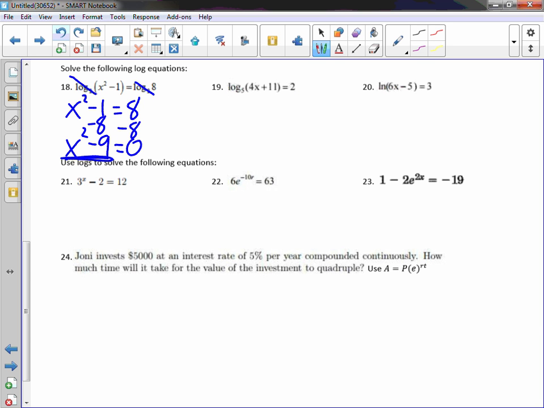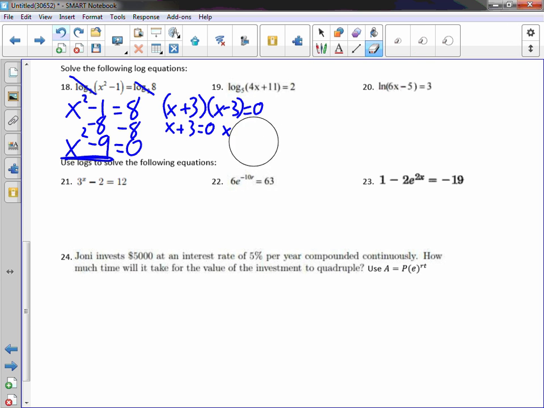So the square root of x squared is x. The square root of 9 is 3. So we put a plus sign and a minus sign equals 0. Solve it from here. Set them both equal to 0, and then solve. So we get x equals negative 3 and x equals 3.